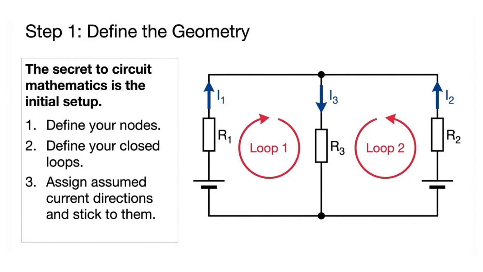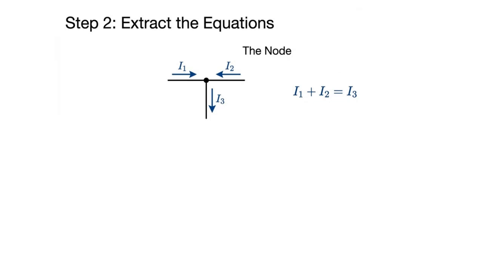The first step is to clearly define the geometry of the circuit. Start by identifying all the nodes, which are the points where components connect. Then, determine the closed loops within the circuit. These loops are essential for applying circuit analysis methods like Kirchhoff's laws. Finally, assign assumed directions for the currents in each branch, and be consistent with these directions throughout your calculations, even if you later find the currents flow opposite to your assumptions.